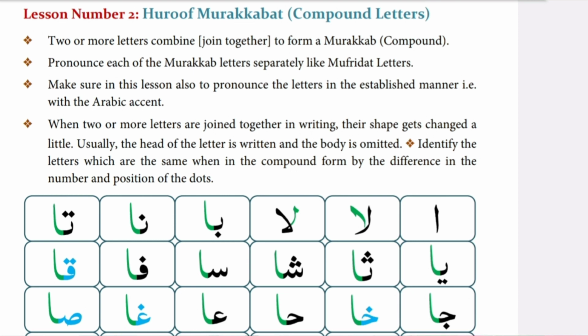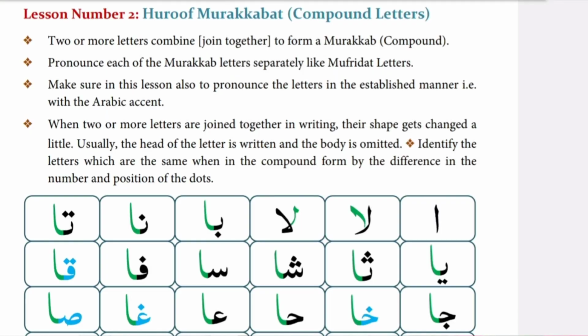So in this way, by the position of these dots, you can identify that the letter in box number 4 is ba alif, and in the fifth box is noon alif, because the dot of ba is written below and the dot of noon is written on the top. So in this way you can identify by the difference in the position of the dots. One dot is below, one dot is above.